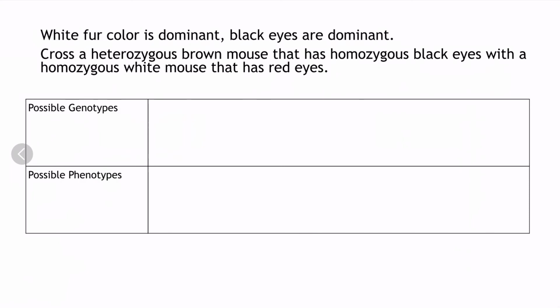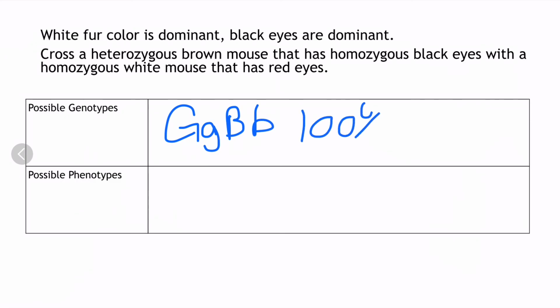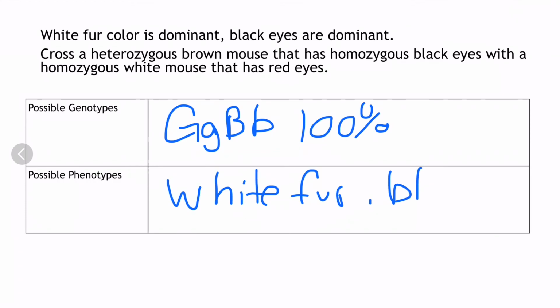So our possible genotypes were big G, little g, big B, little b, and that was 100% of the time. And our possible phenotypes were white fur, black eyes, and that was 100% of the time.